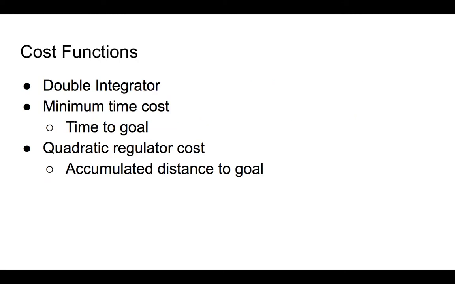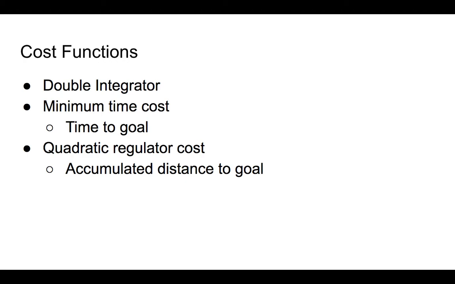For my project, I'm using the double integrator as my environment. We'll look at two cost functions, the minimum time cost and the quadratic regulator cost. Recall that the double integrator can be thought of as a block moving on a frictionless surface. So we want to find the optimal control that gets it to a final location that we desire.